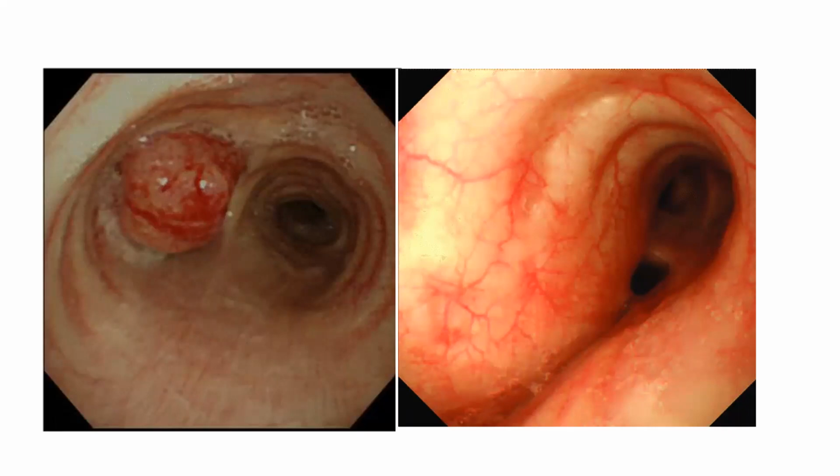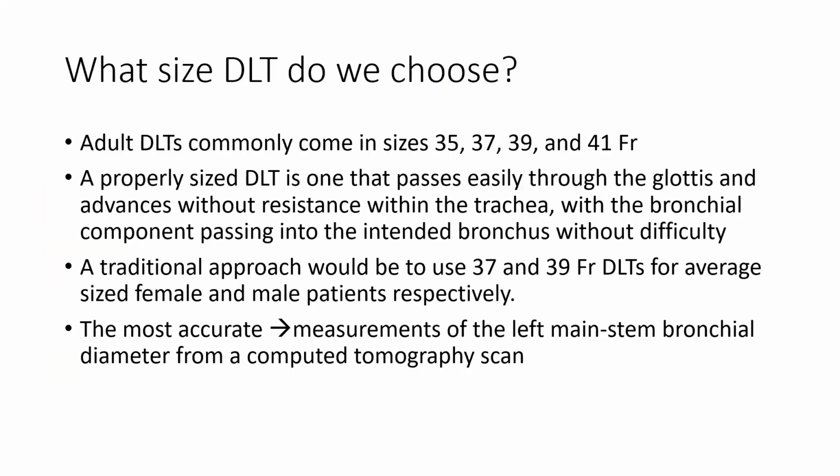So the picture on the left is showing external compression to a left main bronchus. You can see that the left main bronchus is actually being compressed. So in this patient, it is actually quite difficult to use the left double lumen tube.